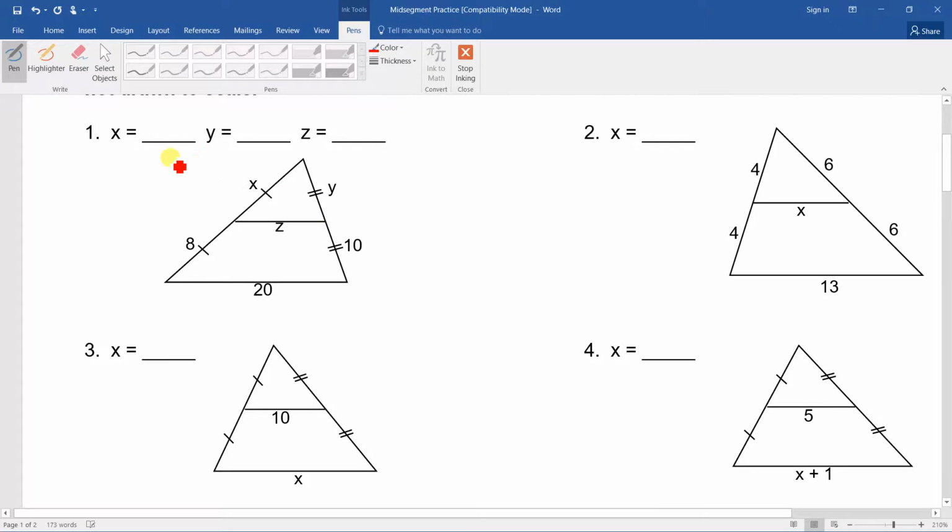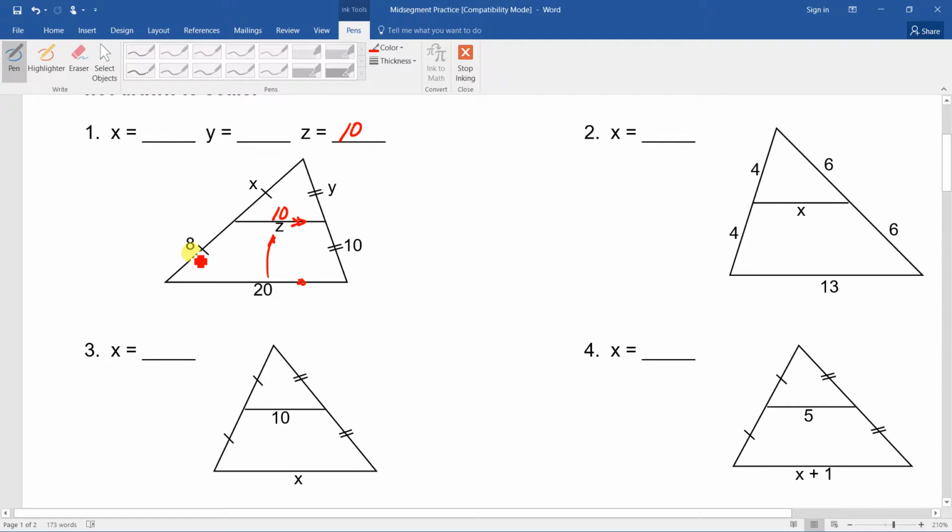So we're asked to find x, y, and z over here. Now here we recognize that we have basically a mid-segment here, right? Because this is congruent to this, and this is congruent to this, correct? So we have a mid-segment, okay? Then the mid-segment we know is parallel to the third side and half the length of the third side. That's 20, so this must be 10. Okay, so we got the z.